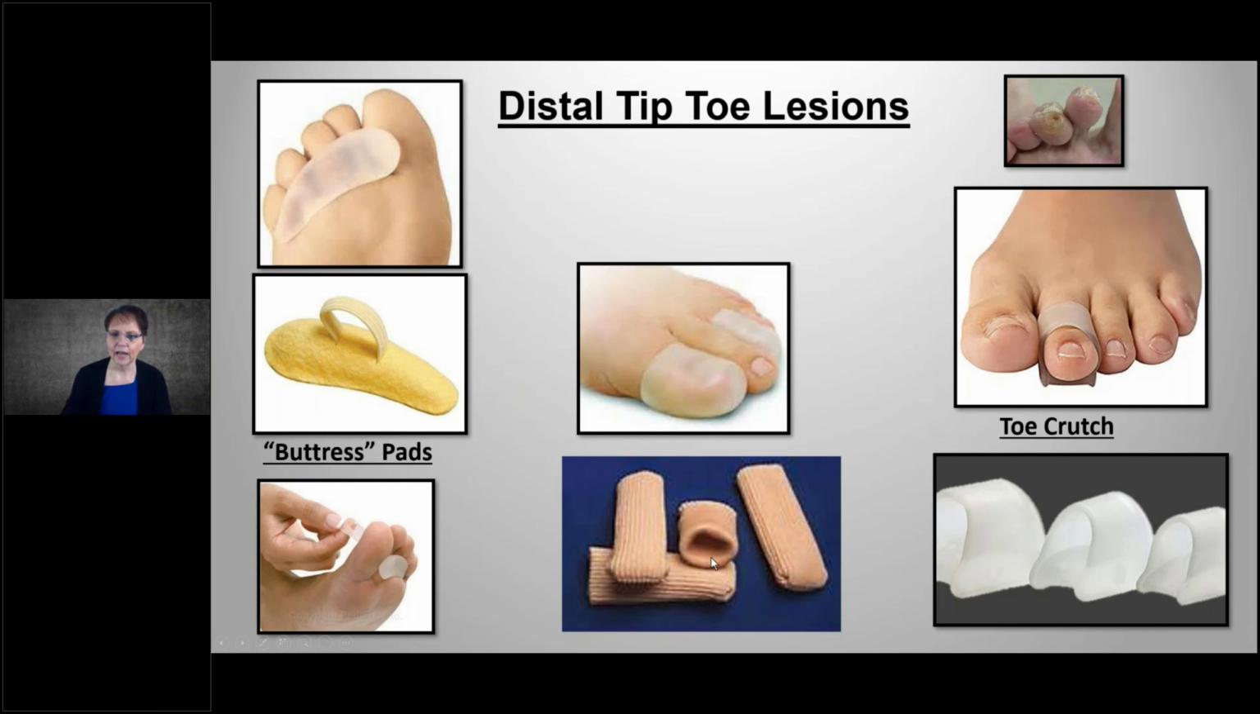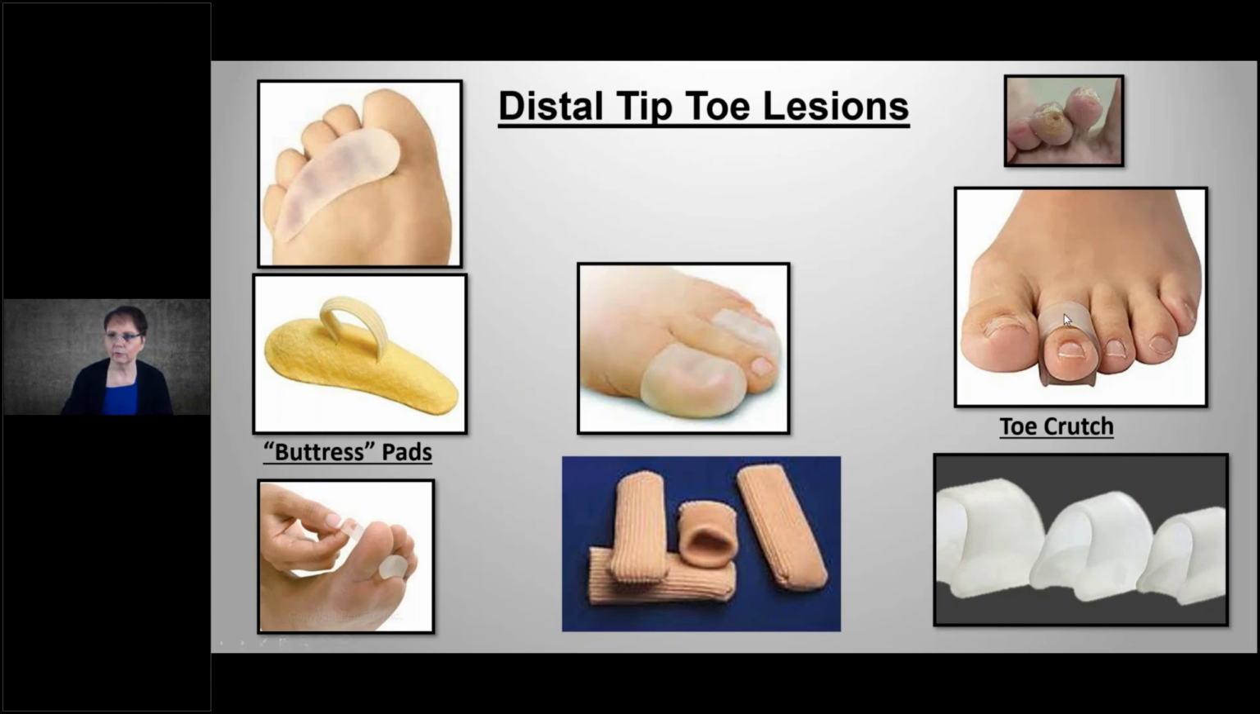This version has, it's closed at the end like a sock, and the entire inside is coated with that gel. It's not just one spot. Remember, we saw that when we were looking at an inner space lesion, and the silicone was just right there. But on this, it can help problems anywhere on the toe, including the distal tip, because the entire inside is lined with the gel, the visco gel.